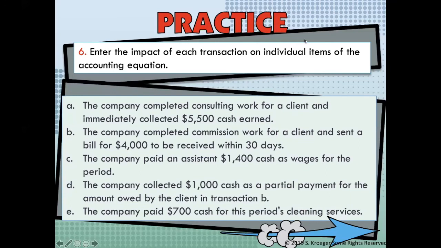Next, we have part C. The company paid an assistant $1,400 cash as wages for the period. What 2 accounts are being affected here? For one, we're spending cash. Our bank account is going down. We're losing cash. Why are we spending cash? What's it going towards? It's going towards paying one of our employees, the assistant. It's going towards the salaries expense.